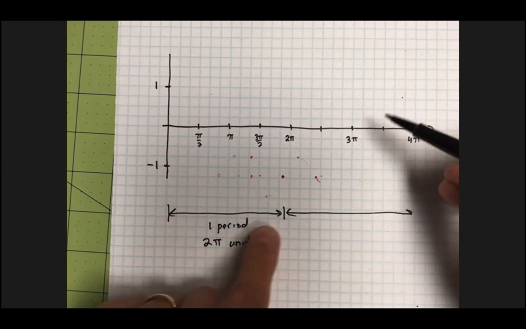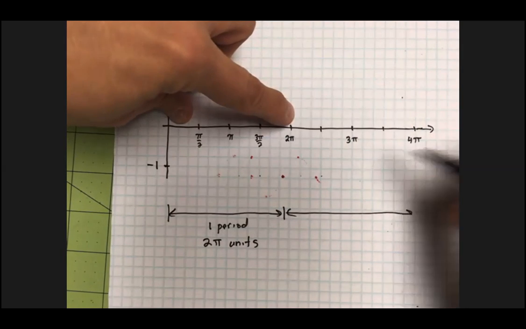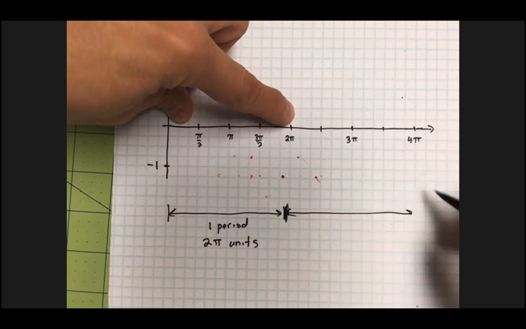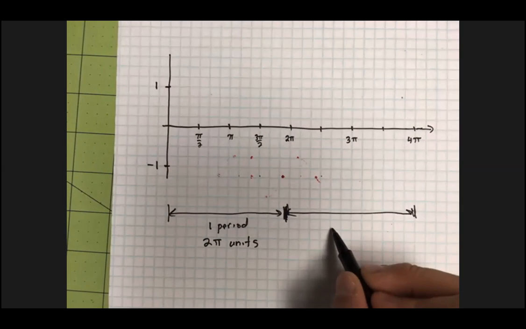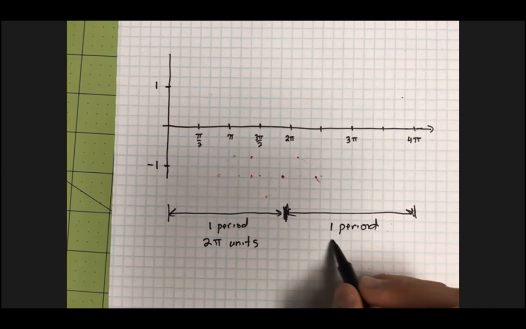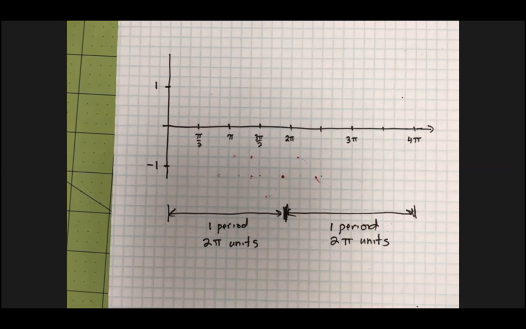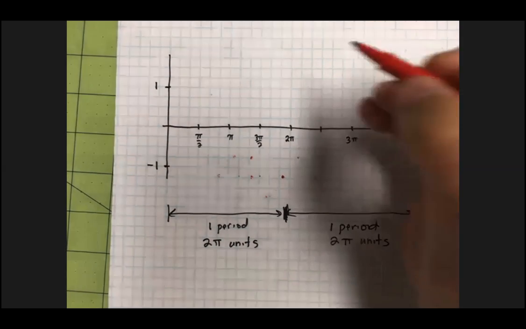I don't like the way I marked that off. I'm trying to say, wow, does that look equal? It's because I have this line not in a nice place. Here's 1 period, 2 pi units. Let's mark all those points that I had a second ago.